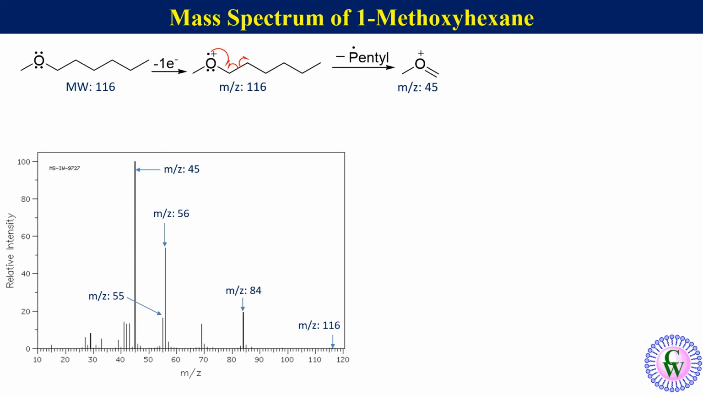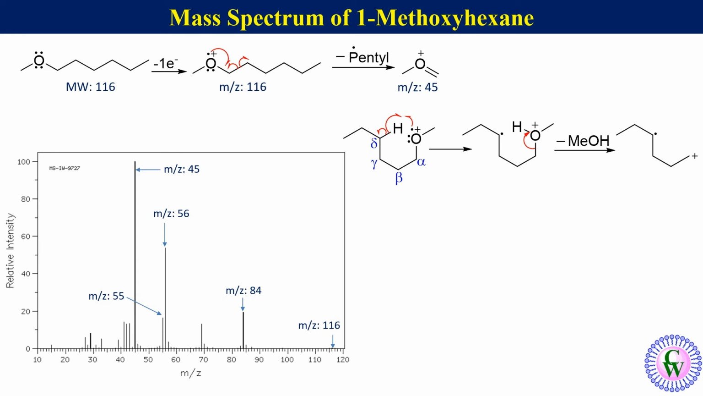The molecular ion has delta hydrogen. Abstraction of delta hydrogen gives another radical cation which removes methanol to produce radical carbocation with M by Z 84. It can eliminate ethylene molecule to produce 1-butene radical cation with M by Z 56. The same radical cation can eliminate ethyl radical to produce cyclobutyl carbocation with M by Z 55.